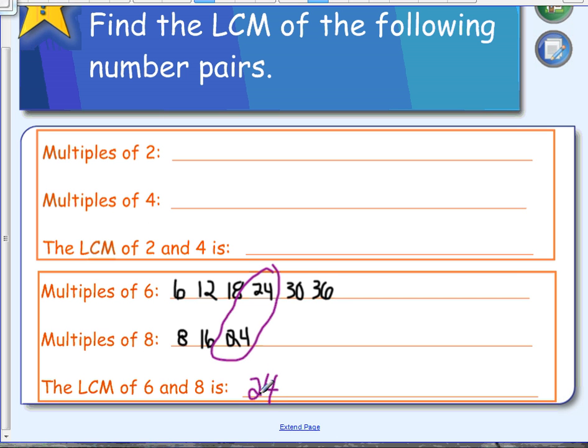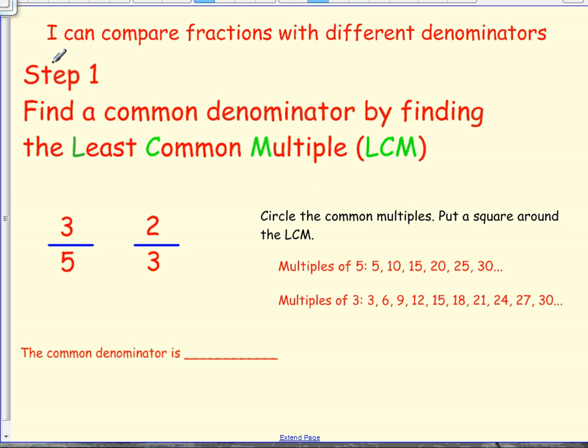I realize that this is probably a big review for you, so why on earth are we reviewing the least common multiple? Well, because we can use this to actually compare fractions with different denominators. So for example, we have 3/5 and 2/3. We need to find a common denominator to compare them. We want to know which one's bigger, okay? So we're actually going to list out all my multiples of 5 and all my multiples of 3. So I have 5, 10, 15, 20, 25, 30. Then I go down here and I have 3, 6, 9, 12, 15, 18, 21, 24, 27, 30.